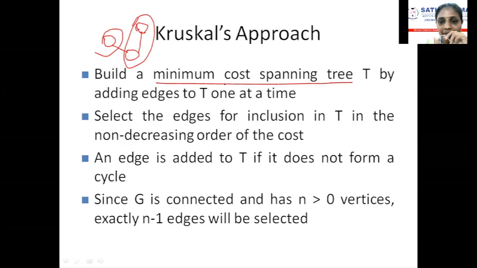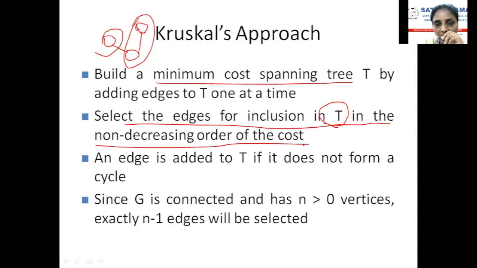What do you do in Kruskal's algorithm? You select the edges to be included into the output. The output is the T matrix. You include edges based on the non-decreasing order of the cost. What do you mean by non-decreasing order? Directly, it is called ascending order. So you arrange the costs of the edges in ascending order and select them one after the other. You will not select an edge whenever it forms a cycle. And you will have to have n minus 1 edges.